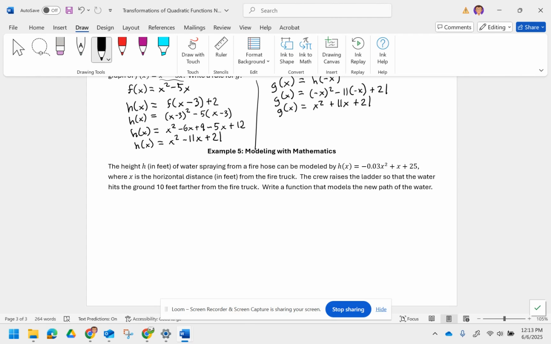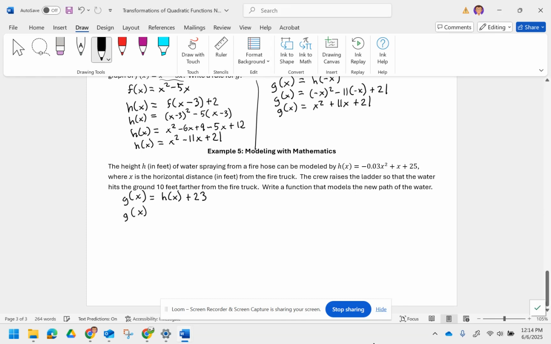So we want to write the function that models the new path. Let's see, do they care? Just trying to see if they cared what function name we gave it. So I'm going to say that g of x will be our new function to represent the ladder raising the fire hose up. So g of x is going to be equal to h of x, and we identified that we needed to move it 23 places up.